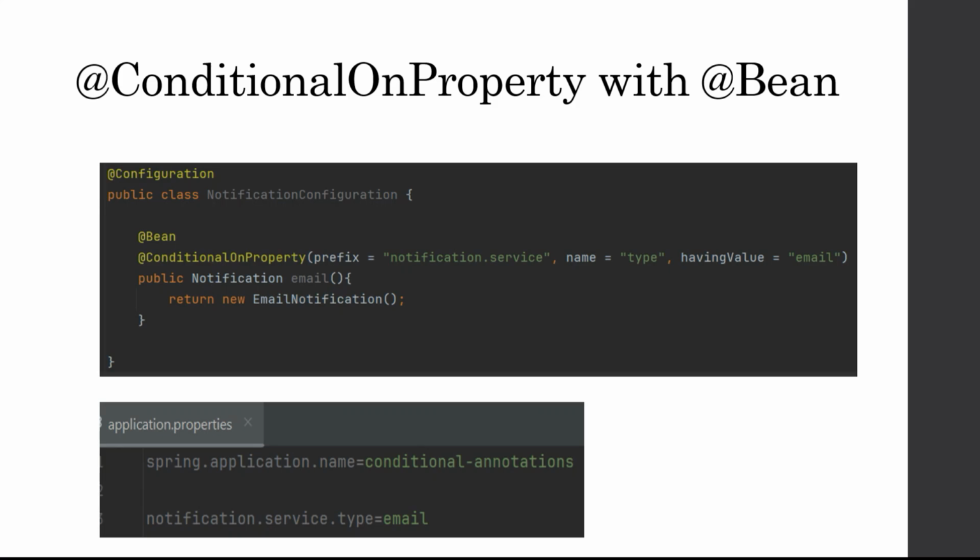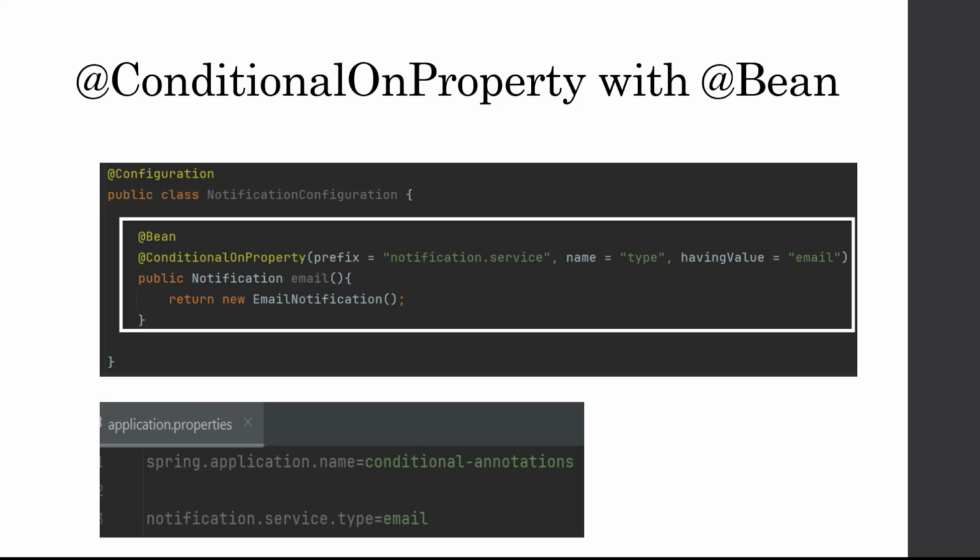The conditional on property annotation can also be used with the bean annotation. Here I have taken an example of a configuration class, and the configuration class name is NotificationConfiguration, which is annotated with the configuration annotation. This configuration class has a bean method, and that bean method is annotated with the conditional on property annotation.